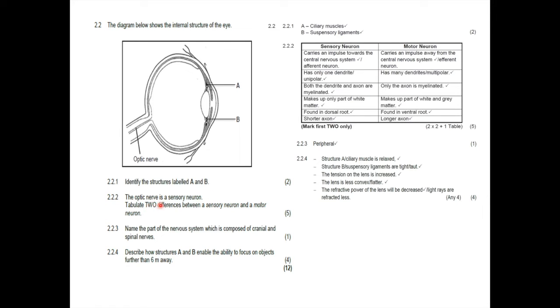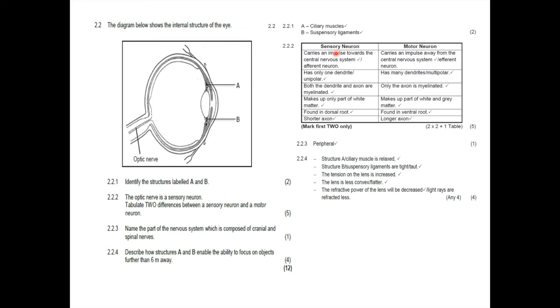2.2.2. The optic nerve, which is this nerve here, is a sensory neuron. Tabulate 2 differences between a sensory neuron and a motor neuron. Very nice. You get 1 mark for drawing the table, meaning you draw the frame, your columns, and your rows.